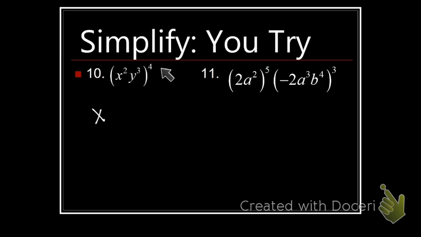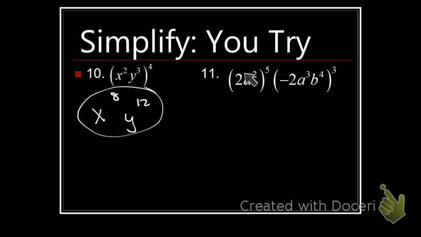I caught you zoning out, didn't I? X to the 8, y to the 12. Very good. Wait, what were we putting on bottom and top? Do we have any negative exponents? Yes or no? No, so there's no moving. Okay? Don't let this one be difficult.